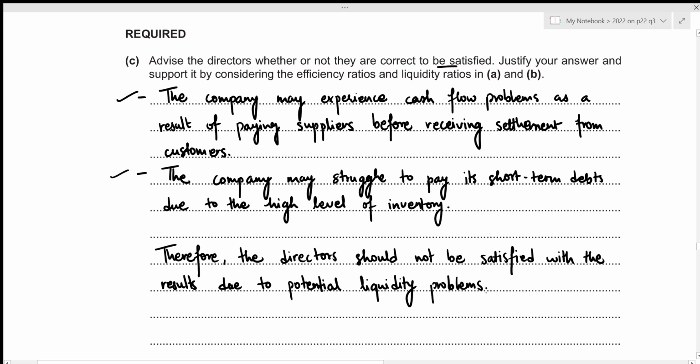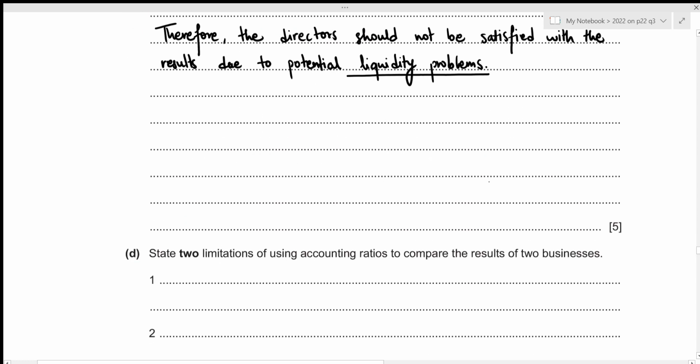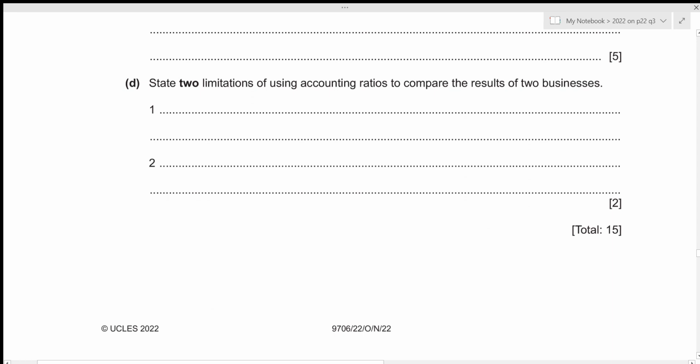The liquidity problems exist because obviously the company is experiencing cash flow problems and they are struggling to pay its short-term debts, which both involve cash, right? Alright, this concludes the third part. We can now move towards the fourth one. We now need to state two limitations of using accounting ratios to compare the results of two businesses. So the very first limitation is that ratios definitely do not consider non-financial factors such as the efficiency of the employees or the skills and the human resources that the companies have, right?